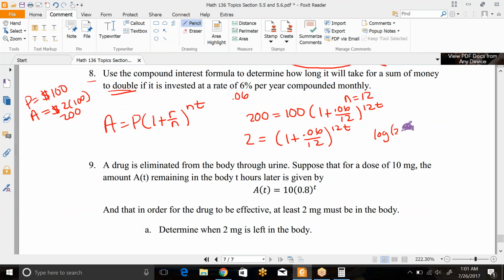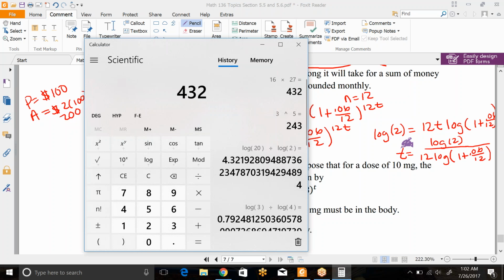So log of 2 equals 12t times log of this big fraction, which you'll just leave as a fraction for right now. And then to get t by itself, you need to divide by not only the log part, but also the number 12. So t equals log of 2 divided by 12 times log of 1 plus 0.06 divided by 12. So we need to type all of that in on our calculator to get an estimate, because you're not going to give someone an amount of time in logs.